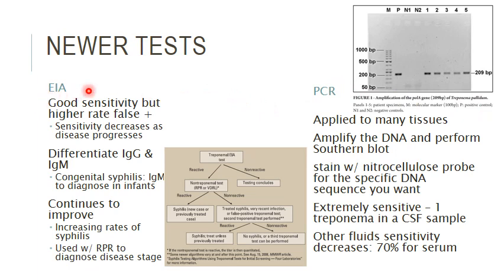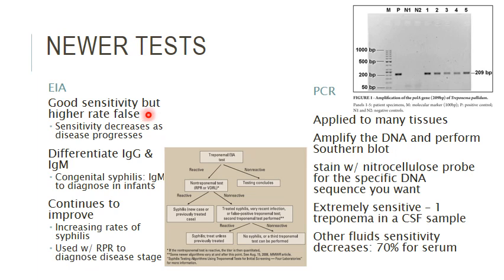Even newer tests. The EIA is also present. The reason we really like enzyme immunoassays is because they can be pretty easily put on an instrument. Okay, we like to put things on instruments. So we do get pretty good sensitivity, but unfortunately we have a higher rate of false positives. Part of it has to do with the sensitivity. Remember, there's a lot of reasons why you might have a positive result. It depends on what you're using.